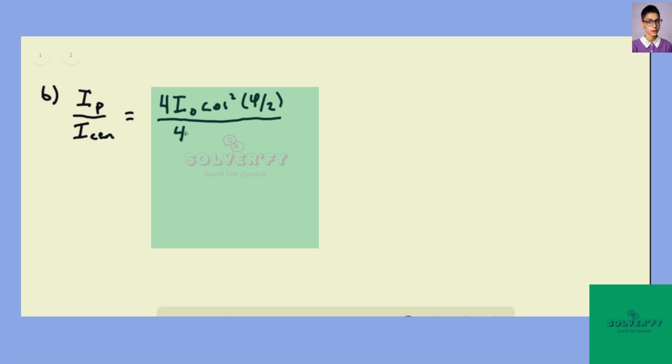And this will have an intensity of 4 times I naught, this being the intensity from one point source, times the cosine squared of 0, which is the phase difference at the maximum, the central maximum. Of course, cosine of 0 is 1. So this works out to be 0.338.